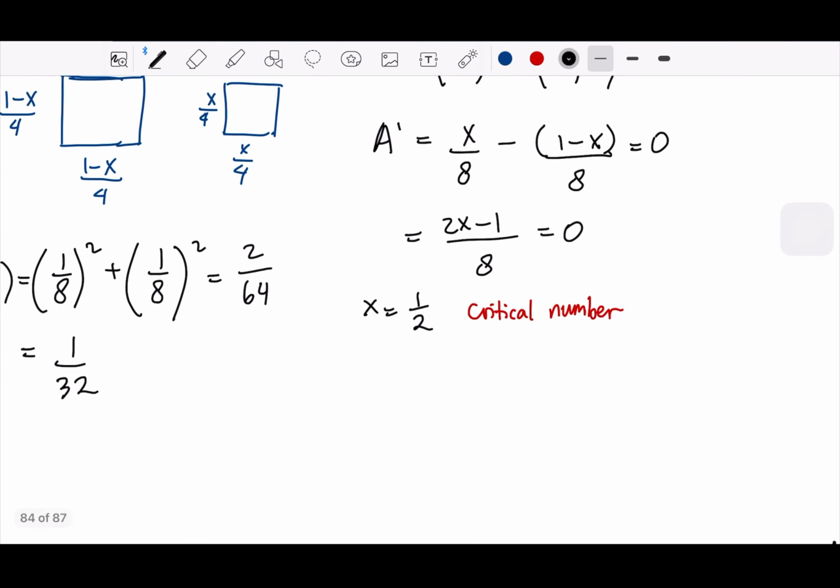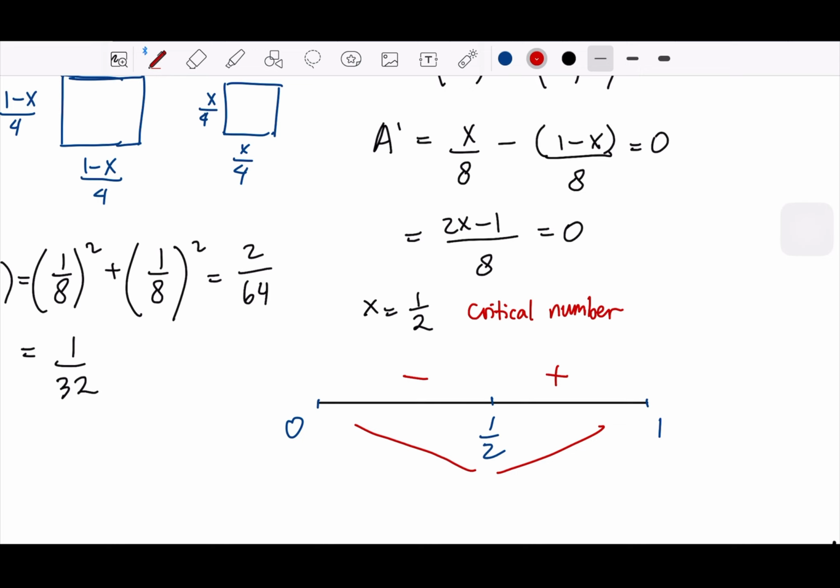Actually, if we think of x equal half, and we make a number line with half in the middle, and 0 and 1 as the constraint from the wire, and we take something here, maybe 1 over 4 and 3 over 4, and plug in, it's going to be minus, and on the other side it's going to be plus. So it's not a maximum, but a minimum value. That's why this confirmation is important. But for your textbook exercises, all the questions are correct, I think.